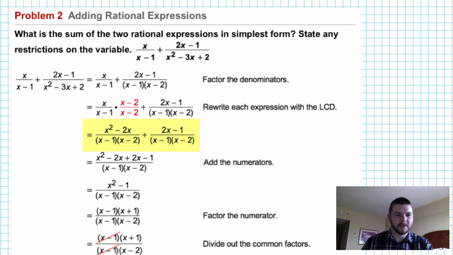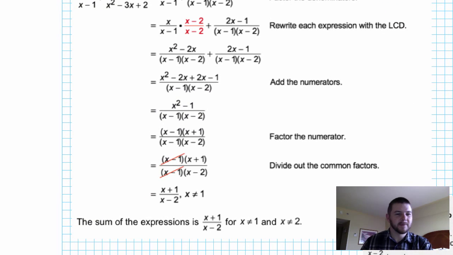Therefore, we can follow the simple rules of addition of fractions, adding numerator to numerator, denominator stays the same, to find x squared minus 2x plus 2x minus 1. Some quick cancellation. Negative 2x plus 2x cancels. X squared minus 1 over x minus 1 times x minus 2. Note we have a difference of squares in the numerator, so that's factorable. That becomes x minus 1 times x plus 1.